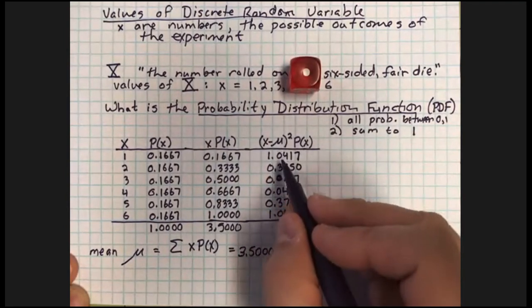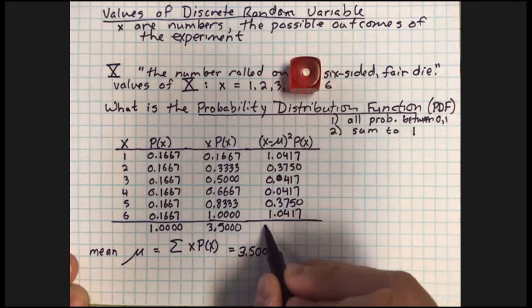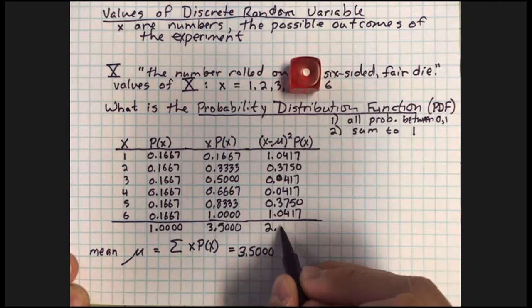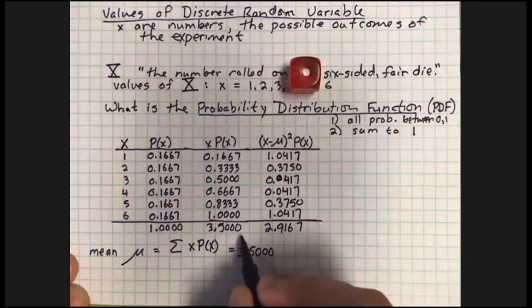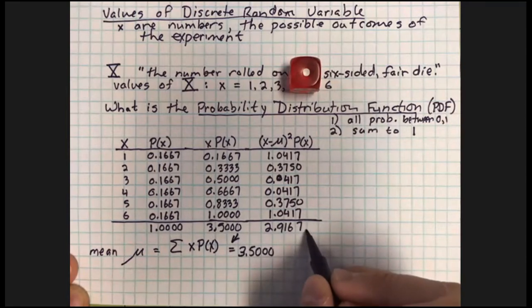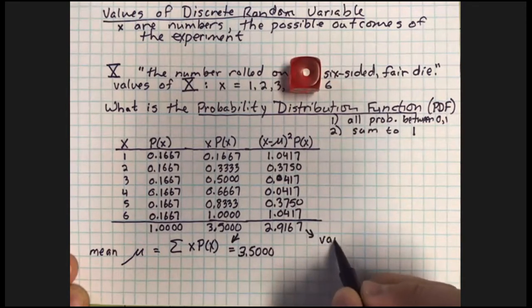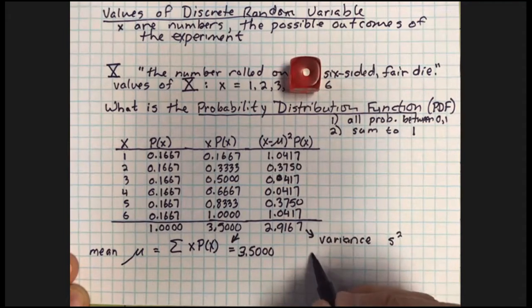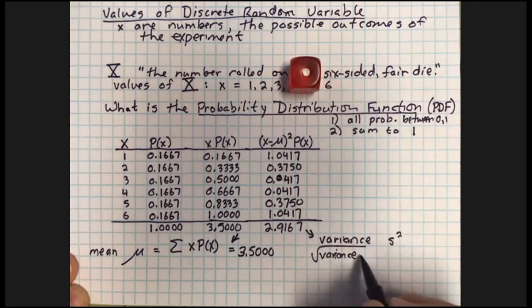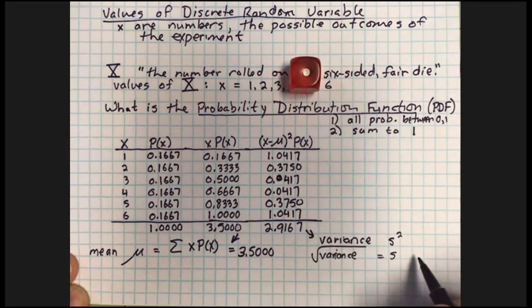Now let's sum these numbers right here. When I sum these numbers, again, I'm having a calculator do this. I get 2.9167. So this number is called the mean. This number is called the variance. And people generally refer to the variance as S squared, because when you take the square root of the variance, you get S, standard deviation.